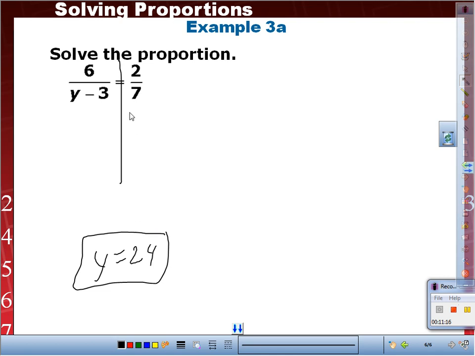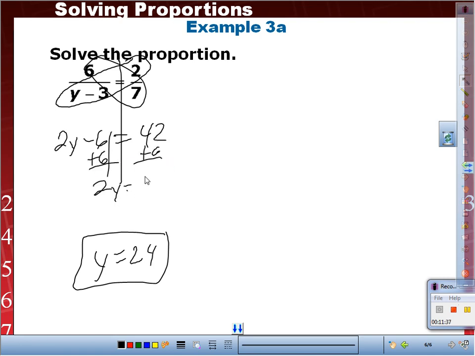Okay, let me go over this one. Here we go. Cross multiply. I'm going to start with a variable. Look up. Now we have two terms, don't we? So 2 times y and 2 times negative 3 become 2y minus 6 equals. What is 6 times 7? 42. Plus 6, plus 6. 2y equals 48. Divide by 2, divide by 2. Y equals 24.